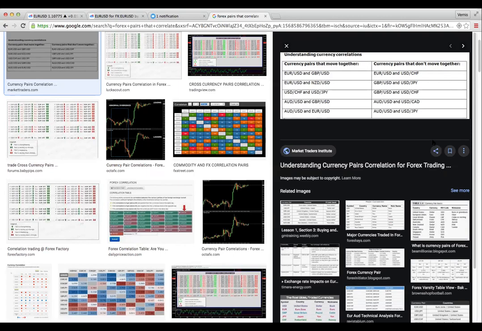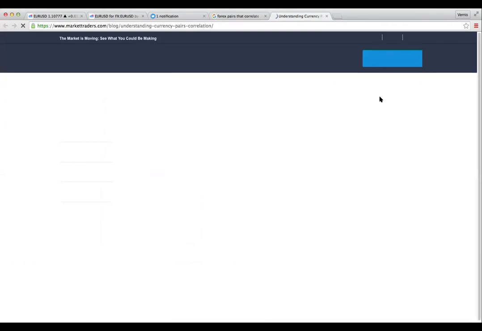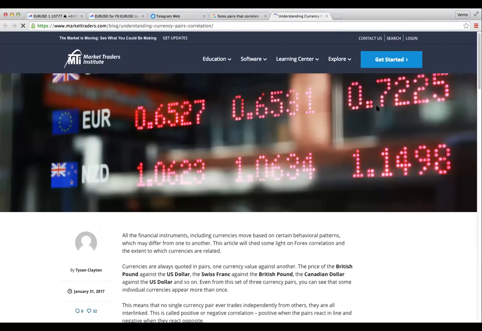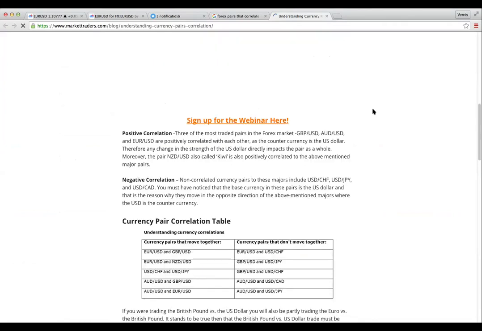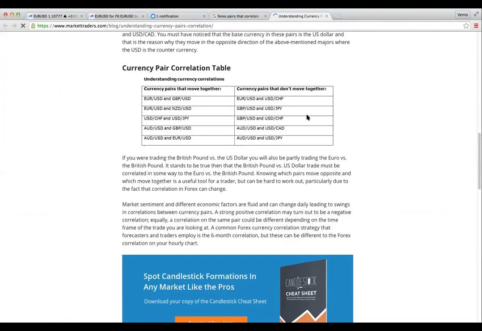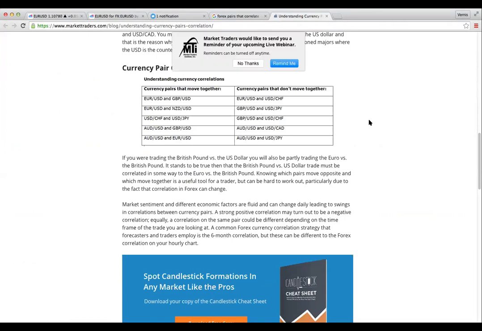Can I blow this up? Hold on, let me see if I can blow this up. Can y'all see my screen here with the correlation pairs? You see this currency pair correlation table? All right.